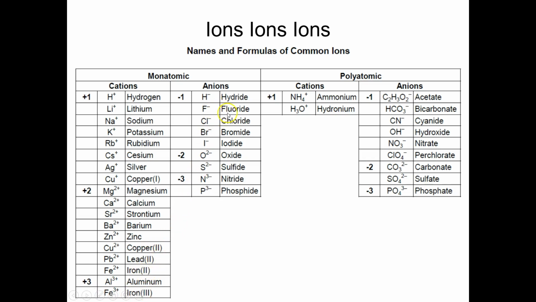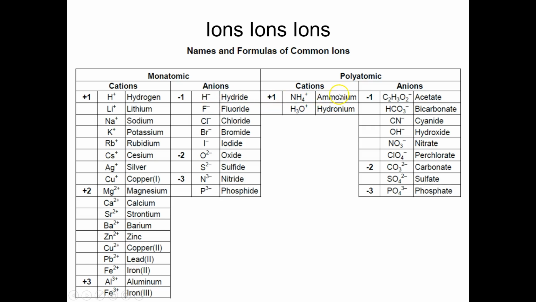In the monatomic anions, these are all the main group nonmetals that we've been over before, but I've added one more, and that is hydride, because hydrogen can ionize 2 ways. It can both lose its electron to form the hydrogen ion, which we've talked about previously, but it can also gain an electron to form the hydride anion, and so you should be familiar with hydride as well.